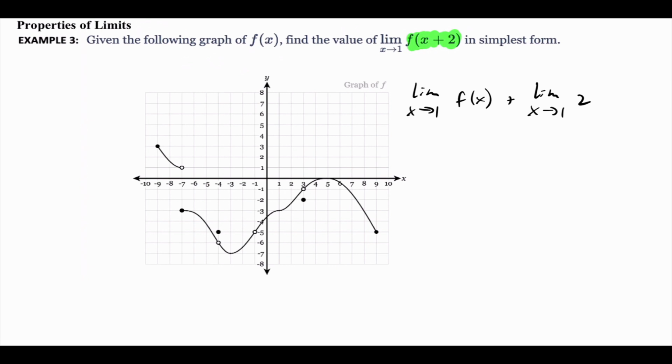That's one way to do it. So let's see. The limit at 1 is -3. And then the limit at 1 for 2 is just 2. Add those together and you get -1. That's one way to do it.